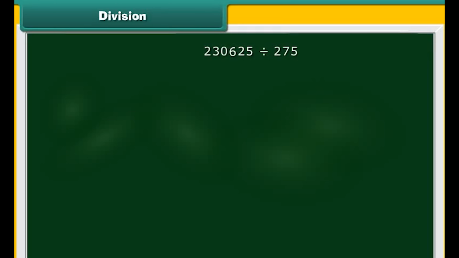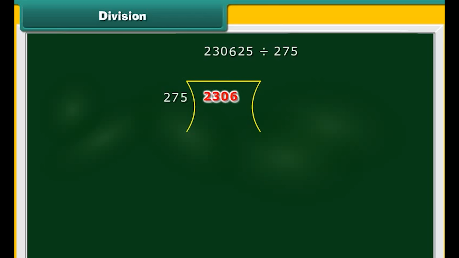Let us now learn to divide 230625 by 275. Write the two numbers down as shown. Take the first three digits of 230625 together. That is 230. 230 is too small to hold 275. Now consider the first four digits together. 2306.